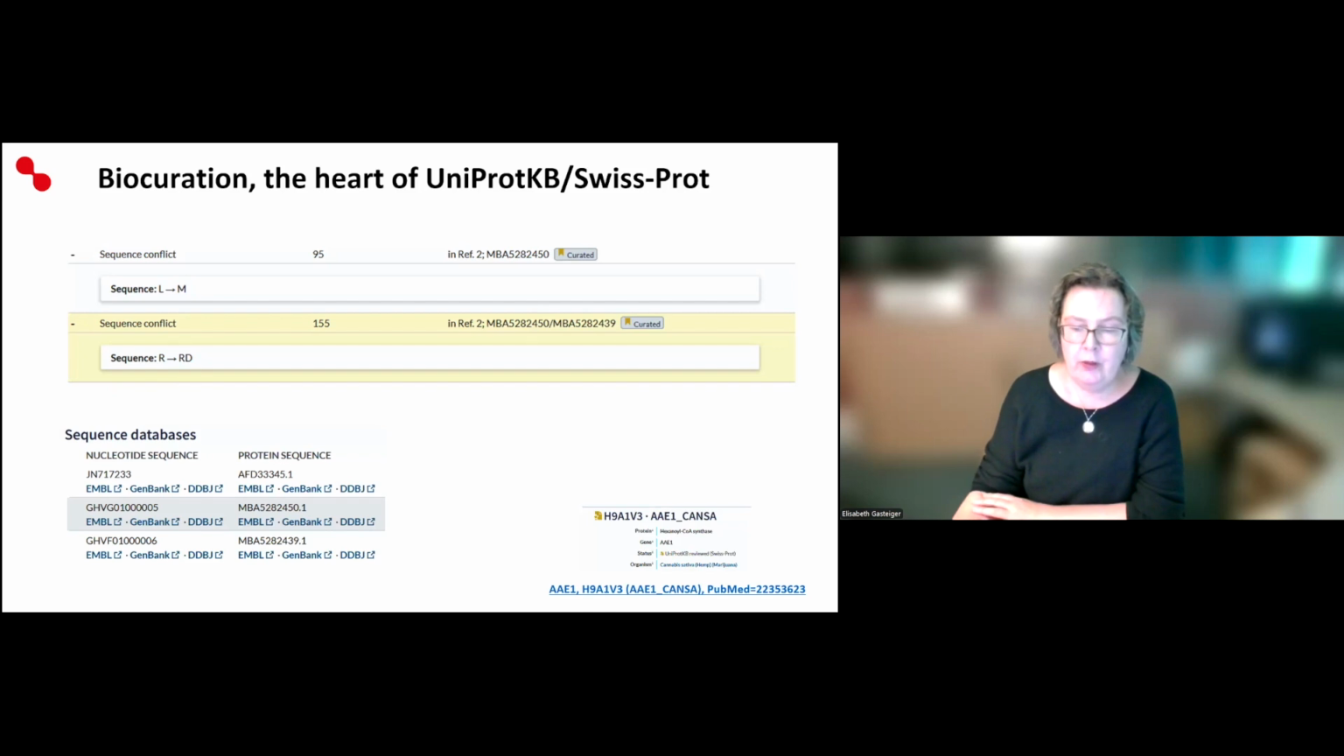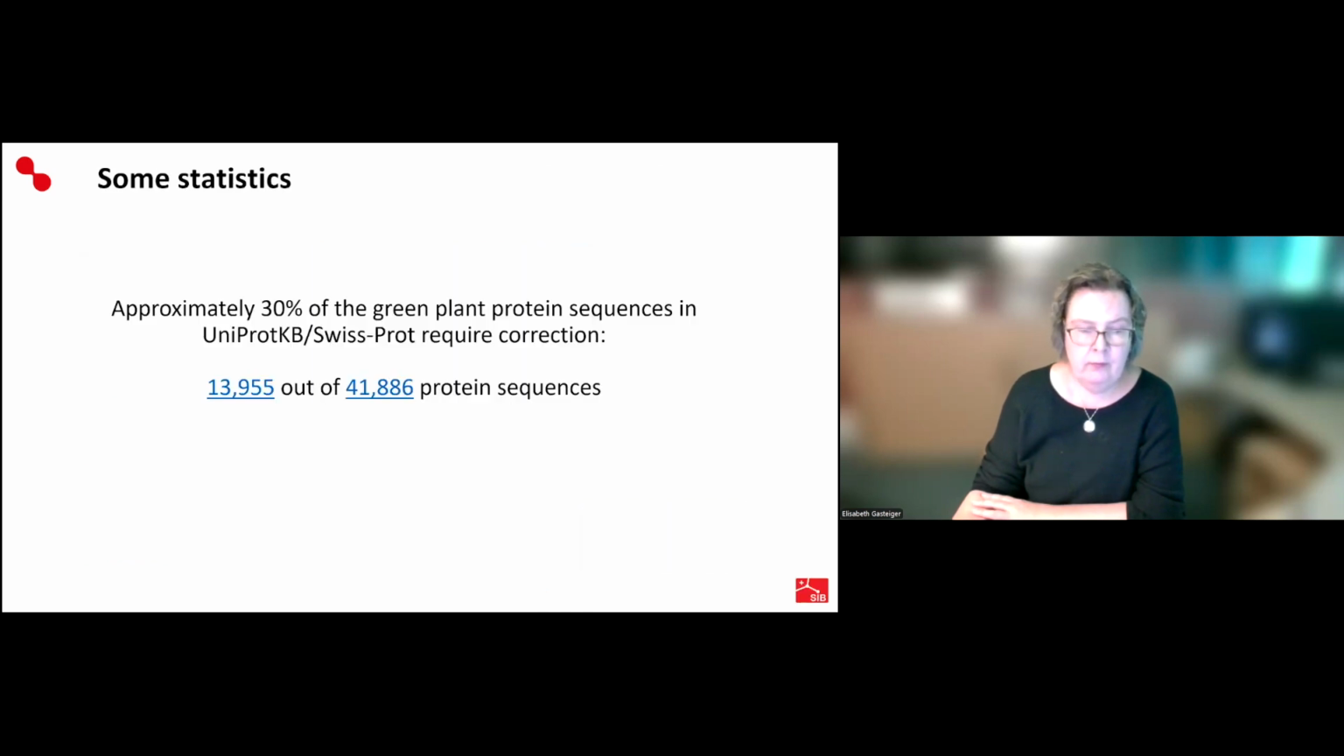This is the corresponding view on the UniProt website. All the protein sequence sources used for the construction of the protein sequences are indicated together with the corresponding conflicts. Approximately 30% of all green plant protein sequences in Swiss-Prot actually required correction in the form of conflicts or similar things that need to be resolved.